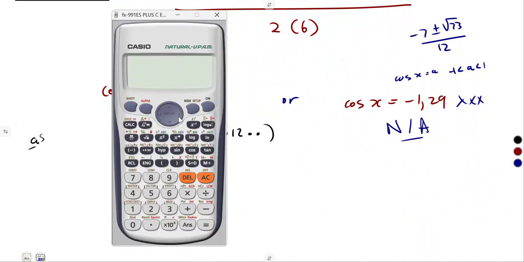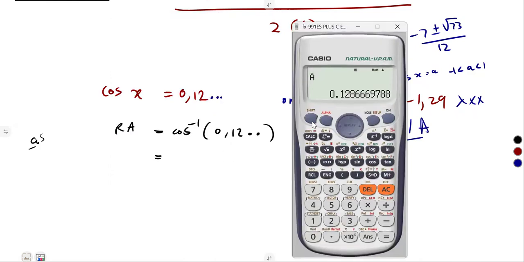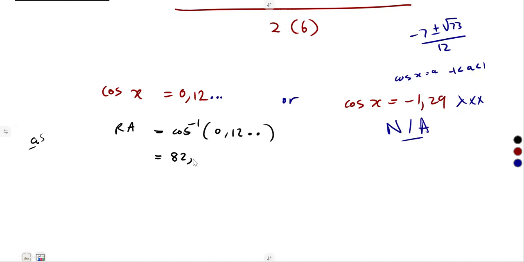Remember, we stored this value in A, recall A like this. Where am I pressing shift? Recall, this one, recall A. This is our value here. So if we want this value, we just recall it. So for us to have the reference angle: shift cos, that is arc cos, recall A. Remember our answer is in A. That is going to give us 82,61 to 2 decimal places. Also, you can fix your calculator to 2 decimal places. So that's 82,61 degrees as our reference angle.